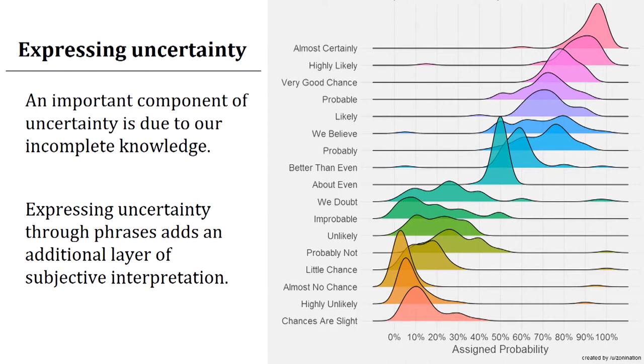But if we look through here, you've got an entire range from almost certainly to chances are slight, which, I'm not sure on the ordering of these in particular, but you can see there's a very great amount of discord in how people assign probabilities to each one of these. So, for instance, this is probably based on about 20 people just saying, well, what do you think this probability is? So it's quite a crude study. But if we look at things like about even, where you think, well, if somebody says about even, surely they mean 50-50. And even here, there's still a disagreement about what that might mean.